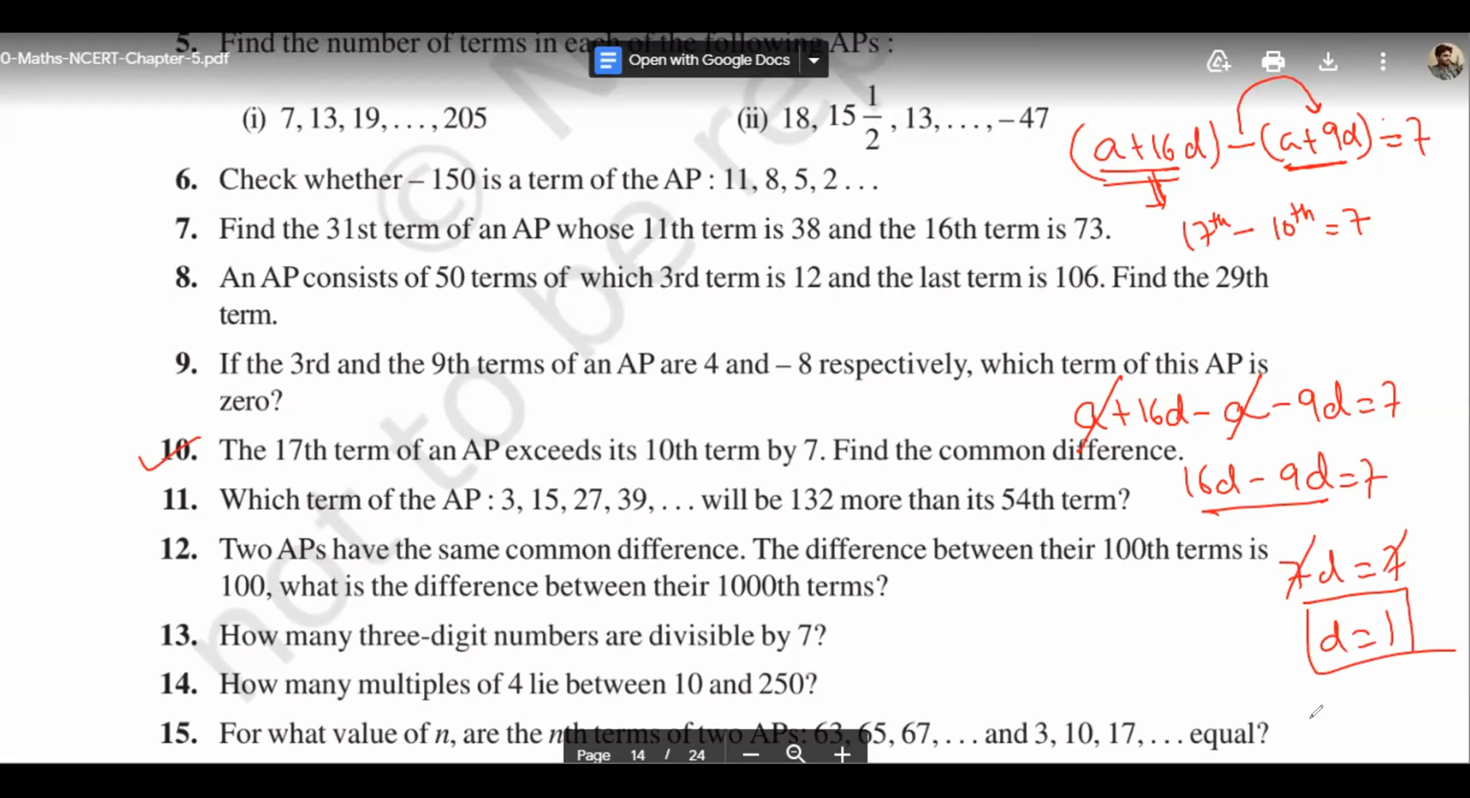Yes, sir. Moving to the next question. Two APs have the same common difference. The difference between its 11th. Do the question number 11.